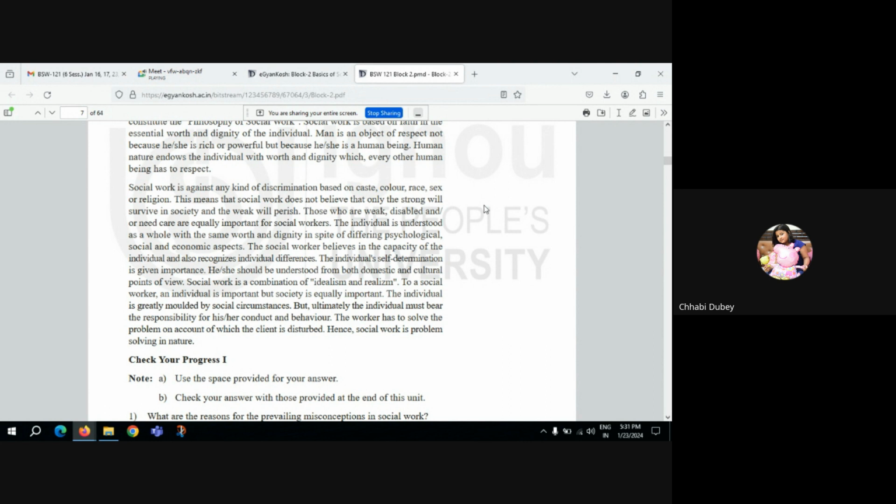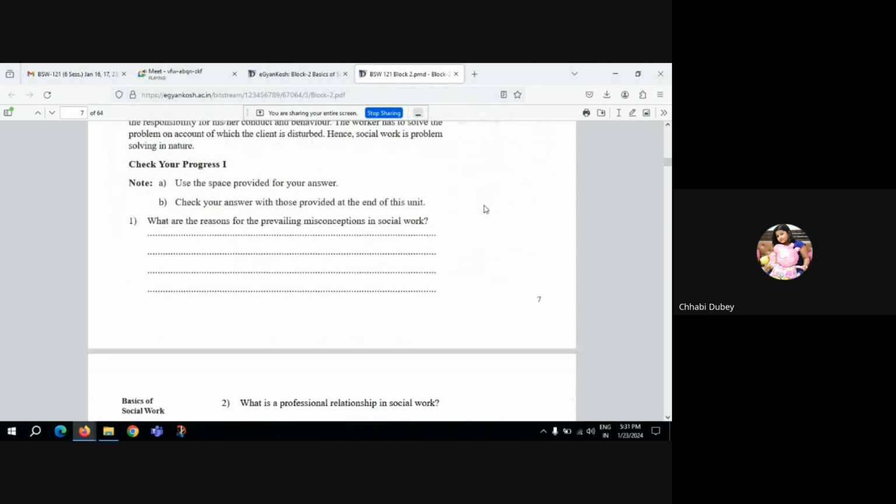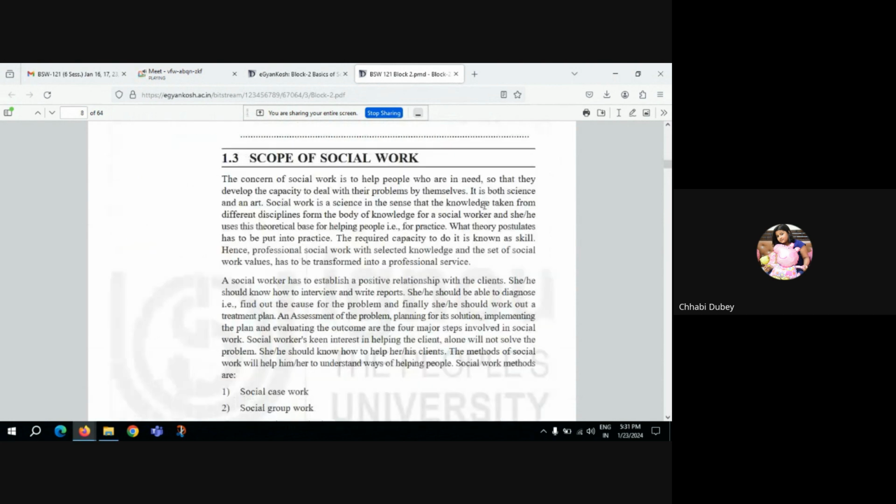This is how social work looks at an individual, and looks at the various problems. Now after this we are going to discuss the scope of social work. So what all comes under the purview of social work? What all do we have to study? Now, the concern of social work is to help people who are in some need.